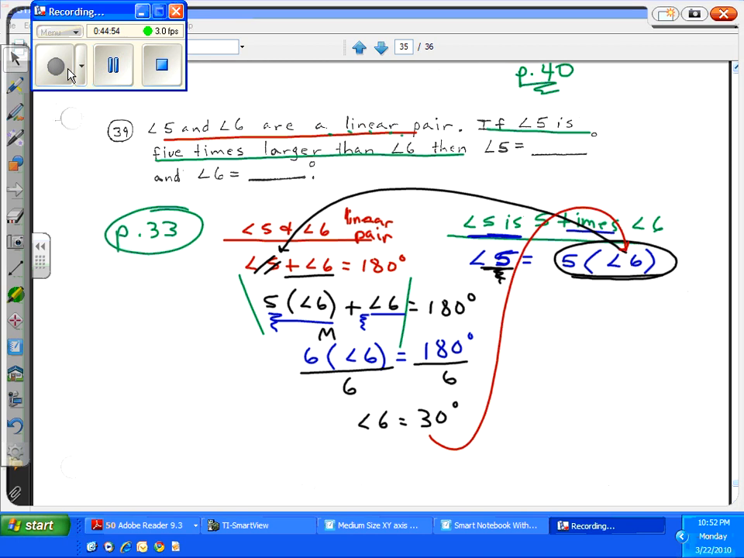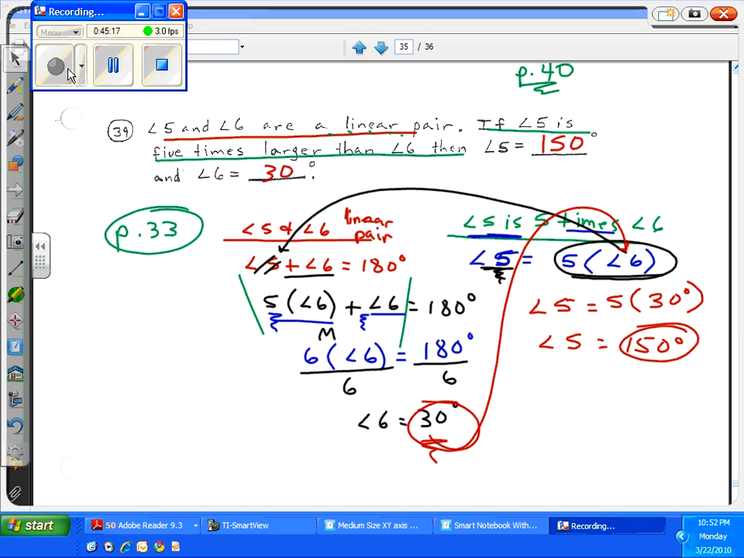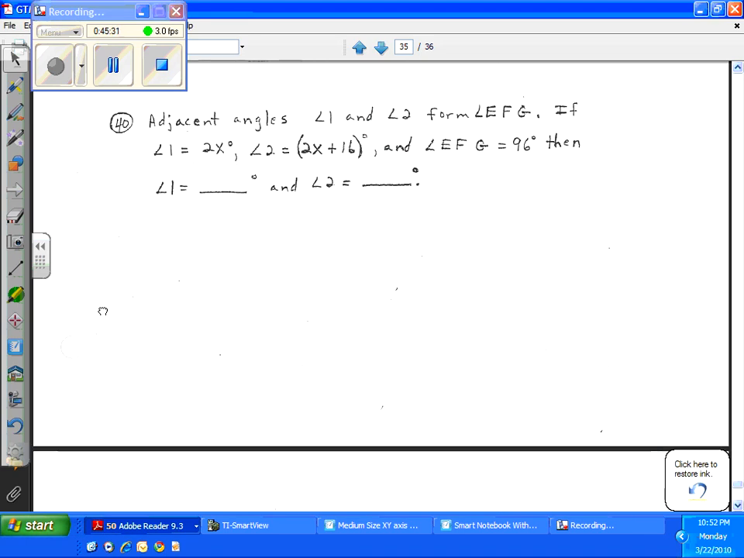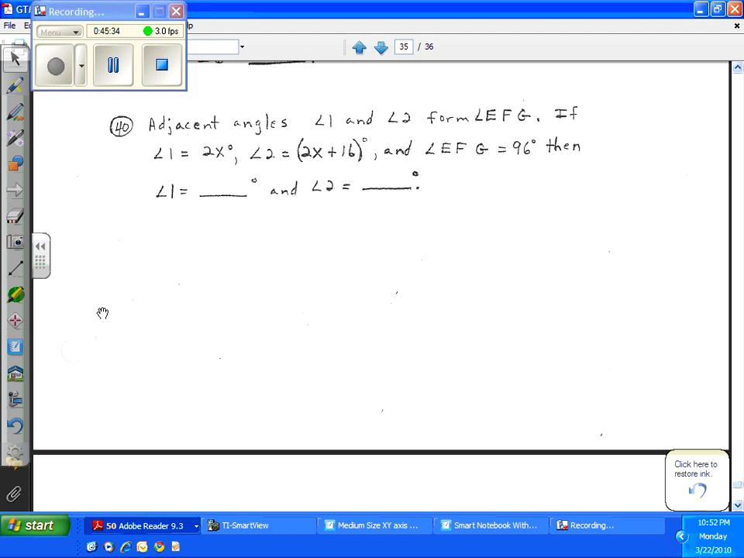Now that we have angle 6, we can plug it in place of angle 6 over here and get angle 5. So we have that angle 5 is equal to 5 times angle 6, which we found to be 30 degrees. And so angle 5 is equal to 150 degrees. So angle 5 is 150 degrees. Angle 6 is 30 degrees. Any questions on number 39? Okay. Number 40.